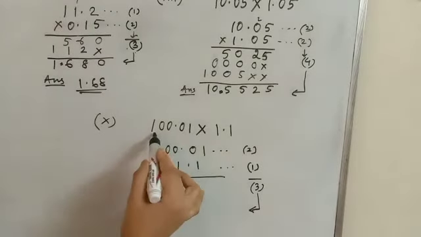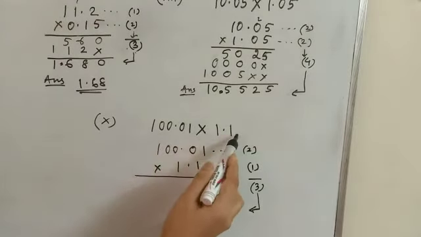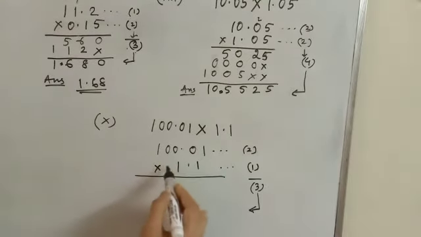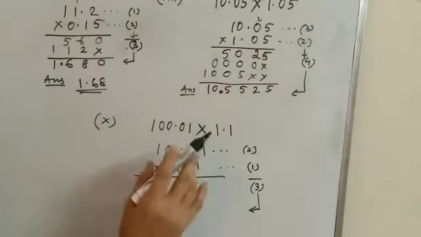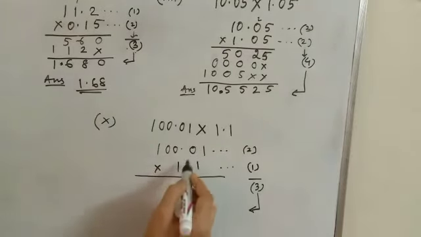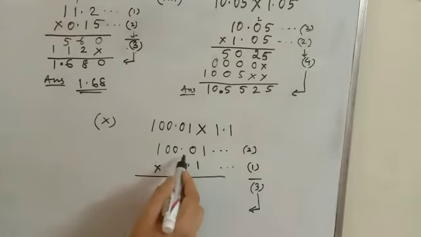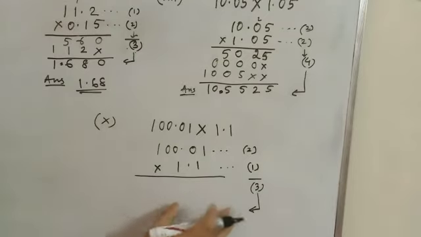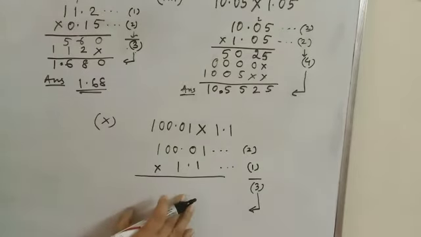Next sum is 100.01 into 1.1. All the multiplications are just showing you how to do multiplication. Here you are doing multiplication of decimal numbers by a decimal number. So here the only concentration you need is, after multiplication, where the decimal point will be placed.